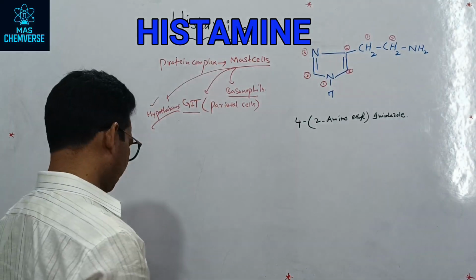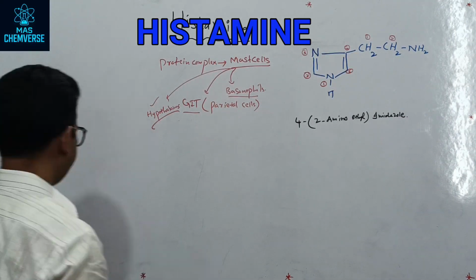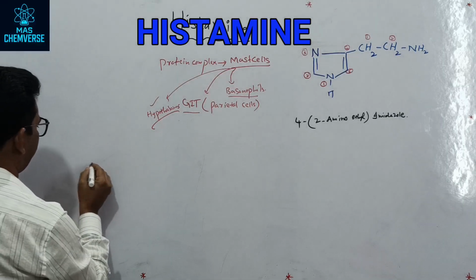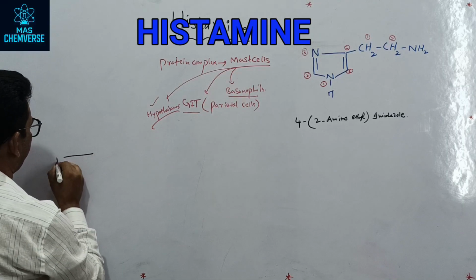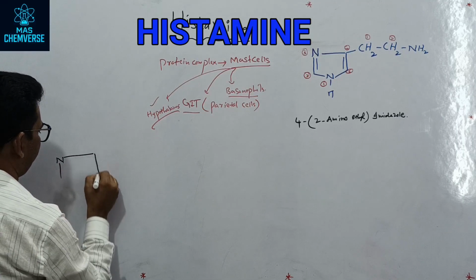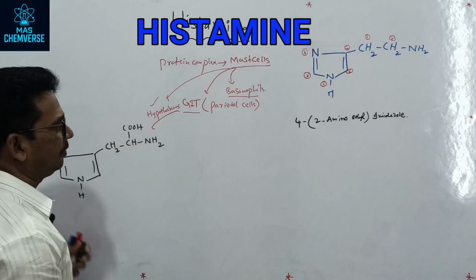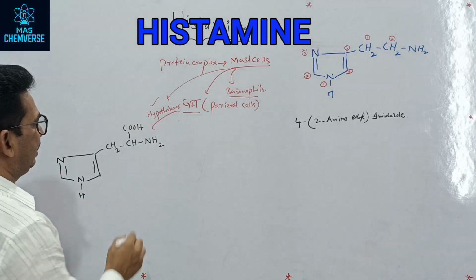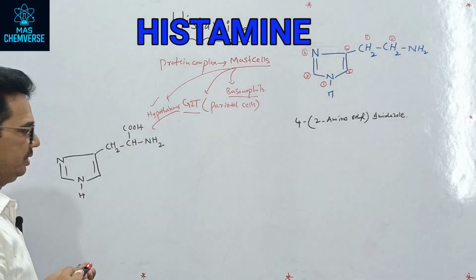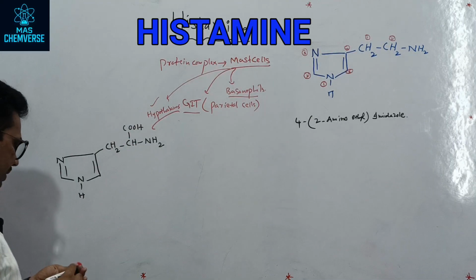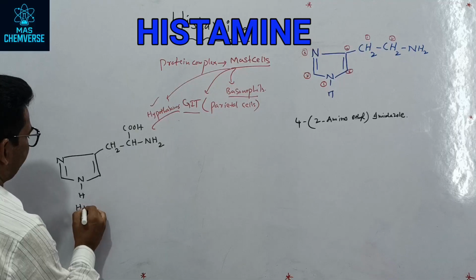Now, how is it synthesized? Histamine is synthesized from histidine. For that, you should know the structure of histidine. Same at the fourth position. When you see the histamine structure, the extra thing is the carboxylic acid which is present. This is called histidine.